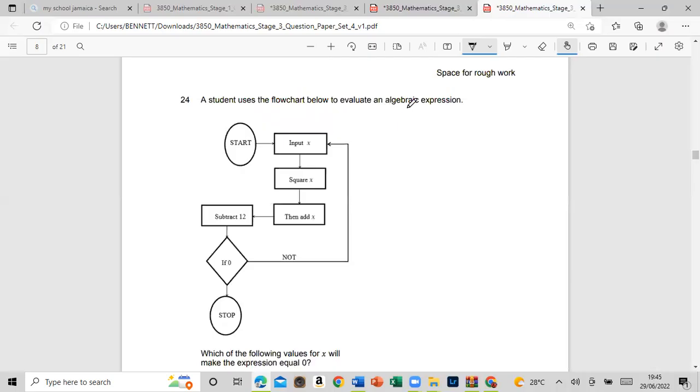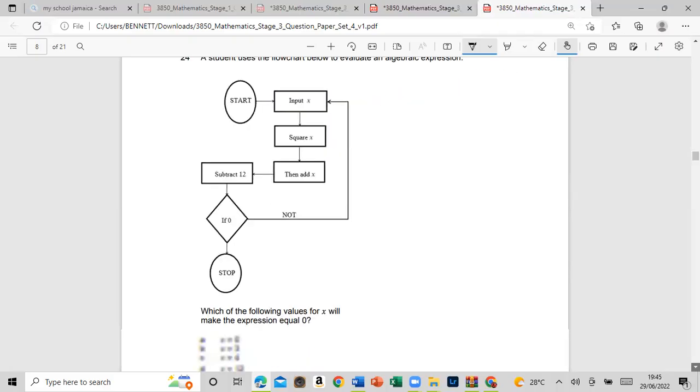A student uses the flowchart below to evaluate an algebraic expression. Which of the following values for x will make the expression equal 0? x equals 0, x equals 3. So I have to try everything. Alright, so we could try. It can't be 0 though. But if you say so, then alright. So we put in 0. This is start. Put in 0. Square 0, I get 0. Add x, which is 0. Subtract 12. If 0, stop; it is not 0.